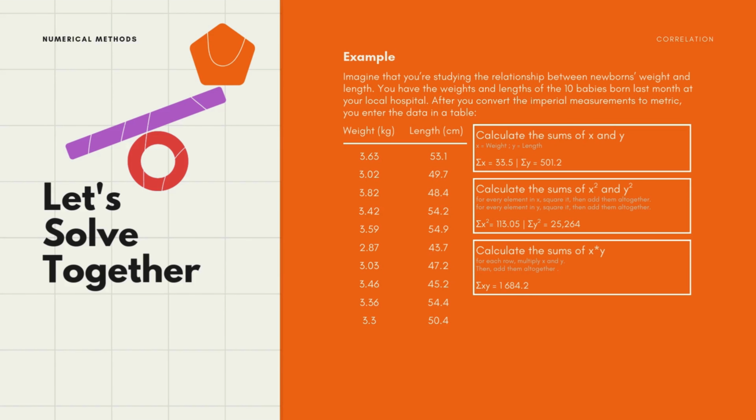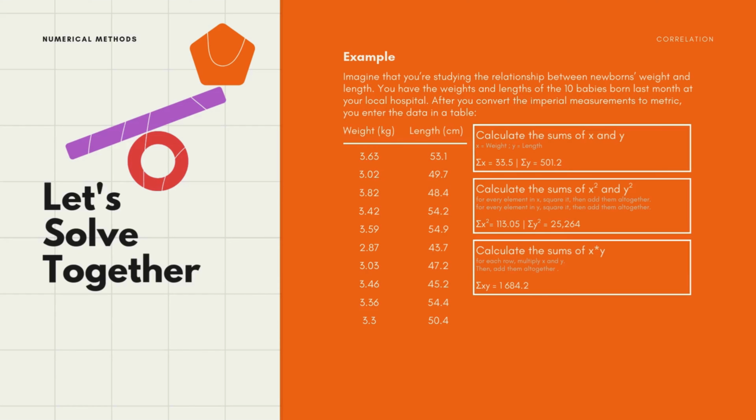So now let's solve this together. An example: imagine that you are studying the relationship between newborns' weight and length. You have the weights and lengths of 10 babies born last month at your local hospital. After you convert the imperial measurements to metric, you enter the data in a table. There are two columns. The first one is the weight, and then the length.